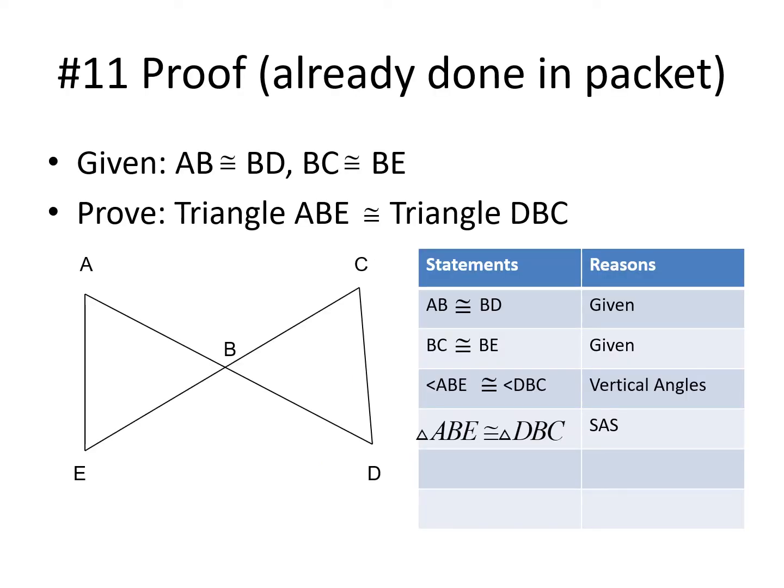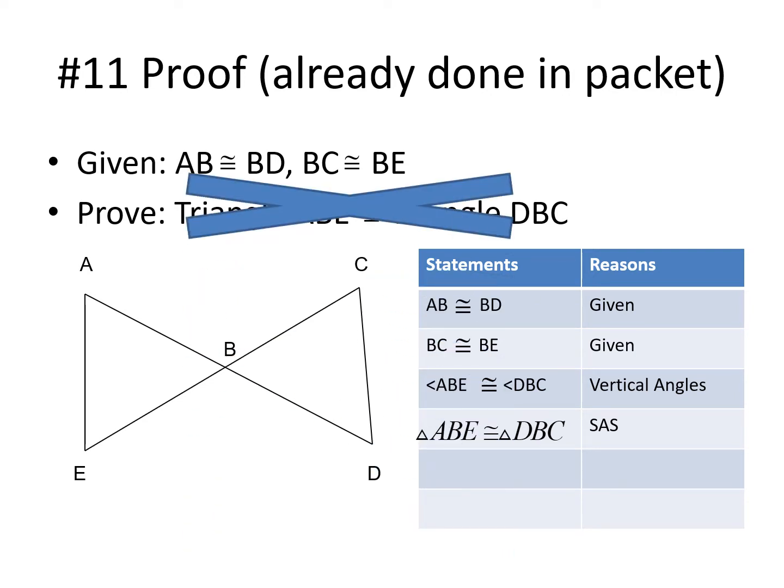All right, so if we look at this proof, number 11 from our proof packet, it's already done or should already be done. We're looking now that if I'm given AB and BD are congruent and BC and BE are congruent, I need to prove triangle ABE congruent to triangle DBC. Now, we've probably already done this and already know how to do this, but now instead we are going to cross out what we're trying to prove, and we're going to take this one step further and try and prove angle A congruent to angle D.